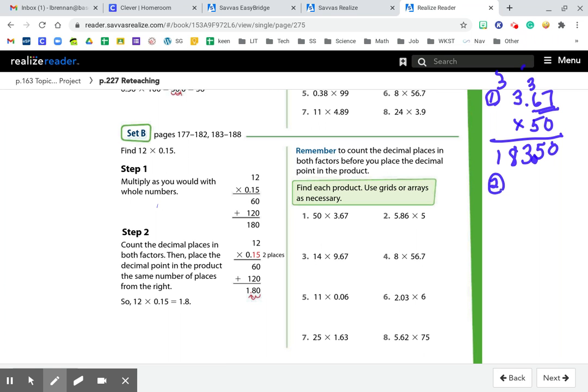Number 2, I know my answer is going to be around, because I have 5 times 5, my answer is going to be around 25. For number 1, I know my answer was going to be around 150, so that looks good. Remember to always check in with your estimation. So number 2, 5.86 times 5.